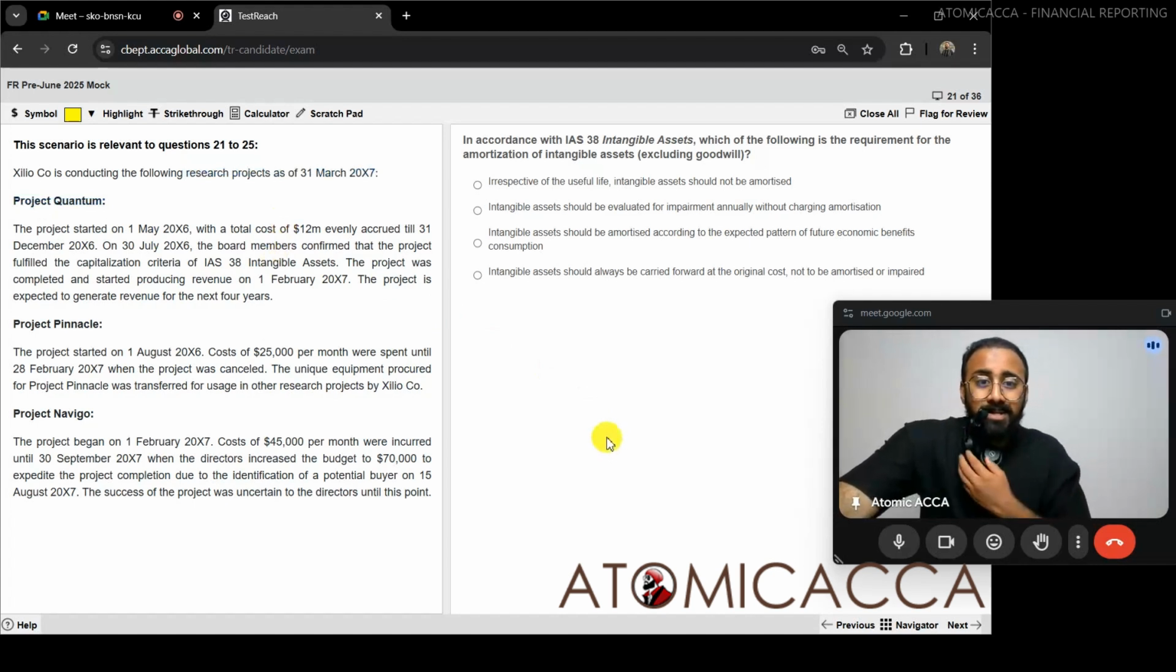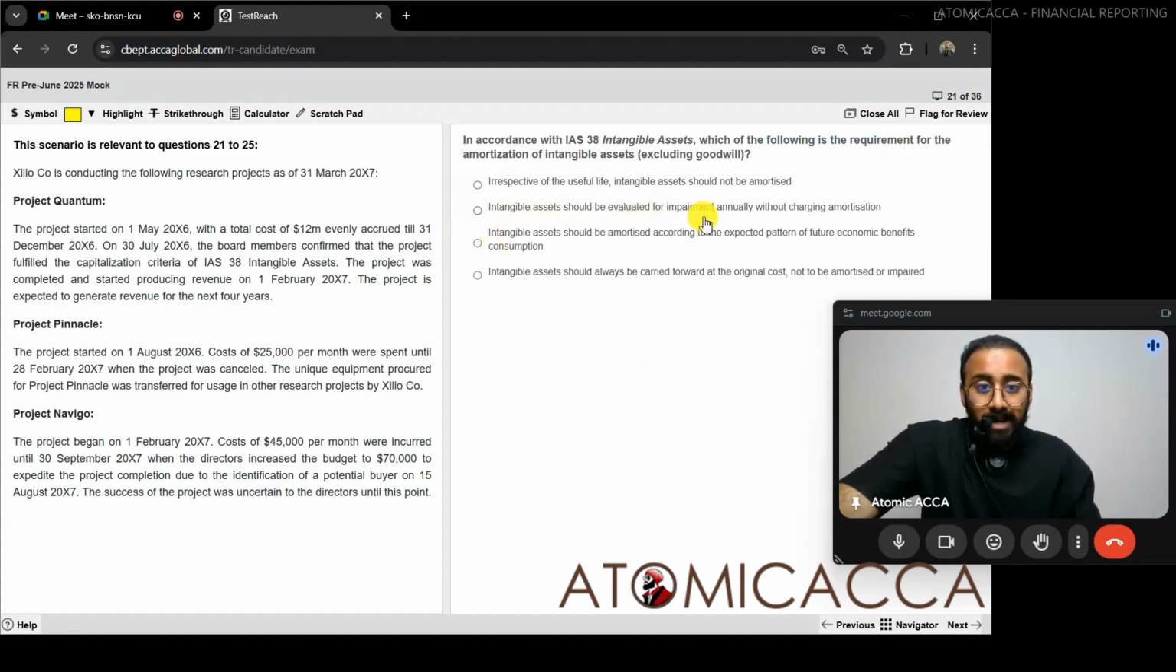In accordance with IAS 38, which of the following is the requirement for amortization of intangible assets, excluding goodwill? For amortization, what you need to have is a finite life for the asset, and then you have to do the amortization. That's it. No other thing. Option A: irrespective of the useful life, intangible asset should not be amortized. False. They're asking which of the following is the requirement for amortization. So first one is false.